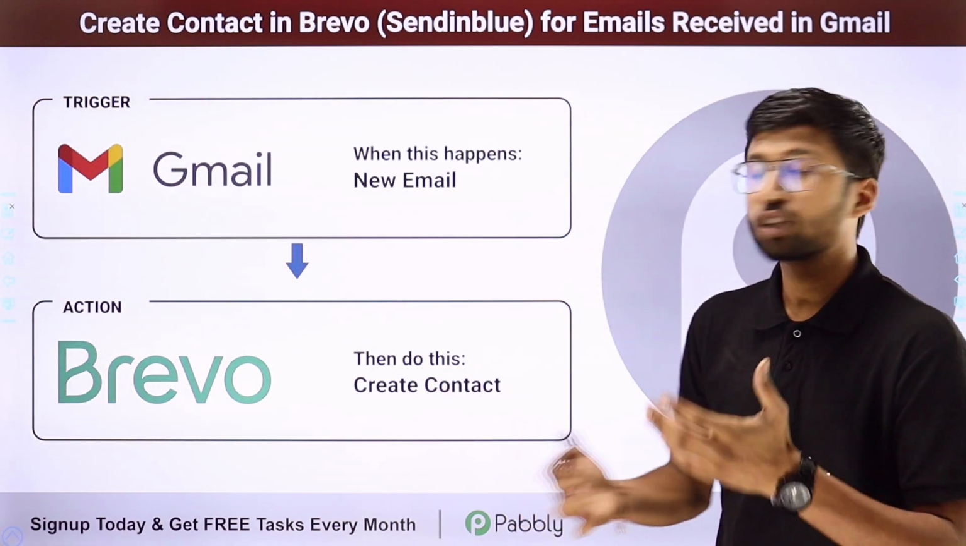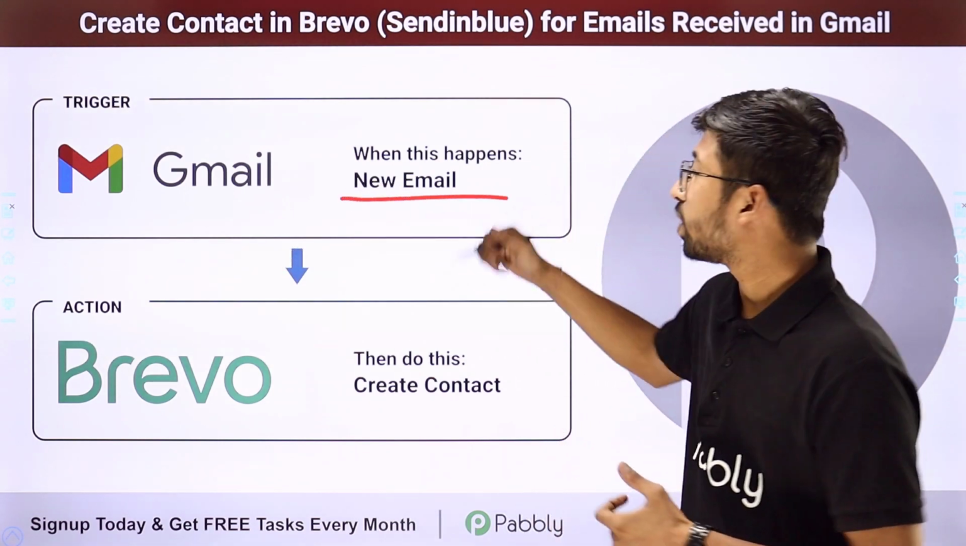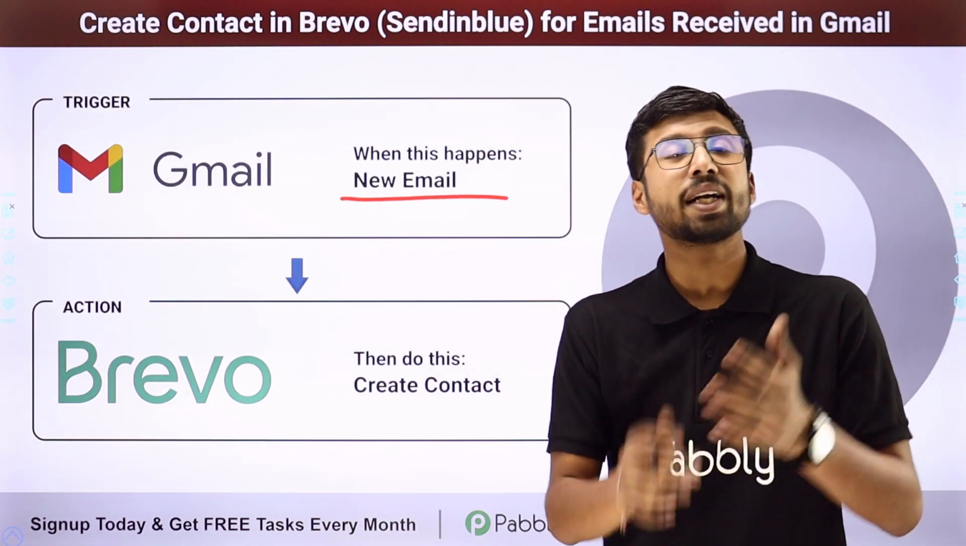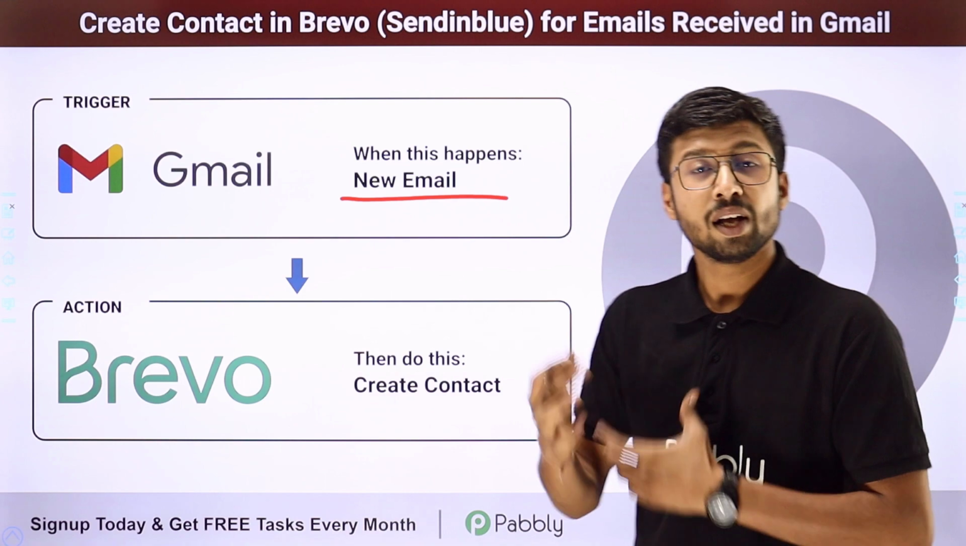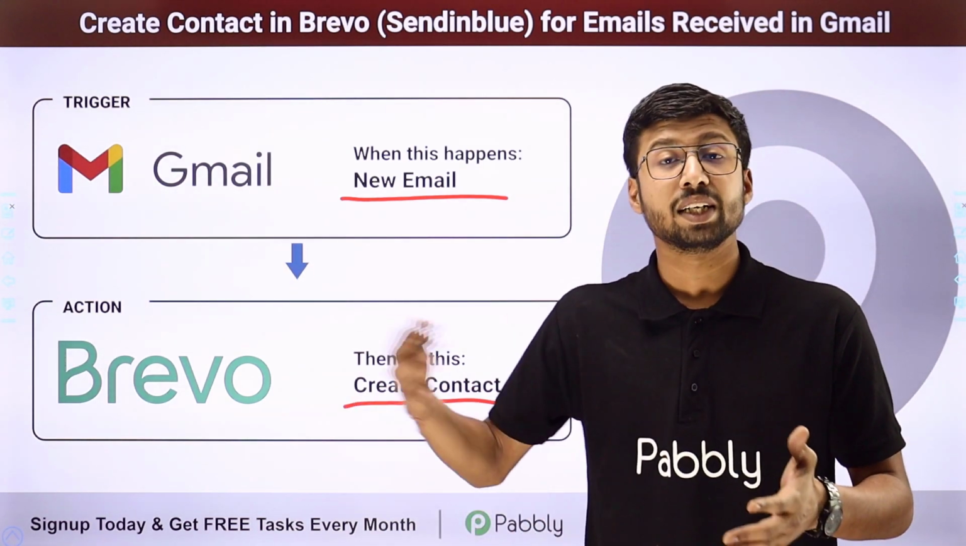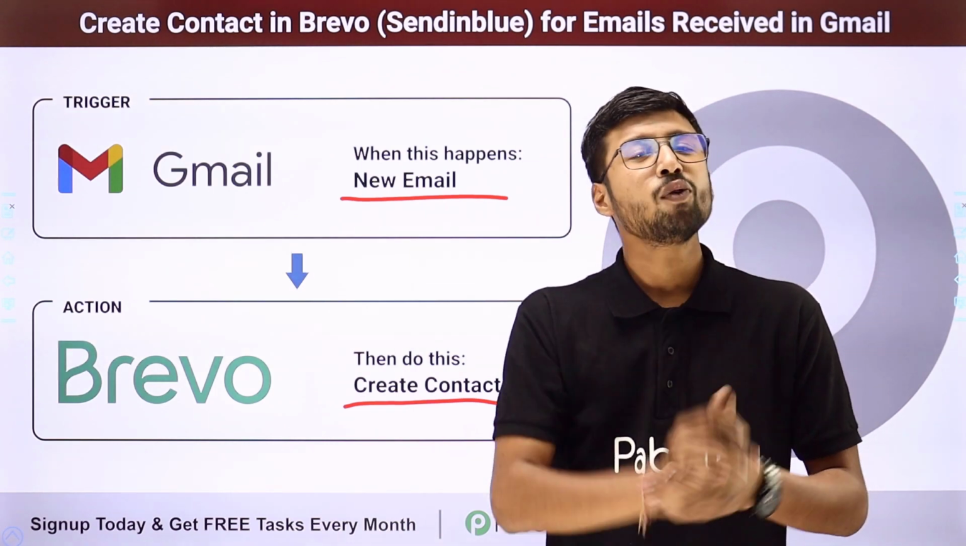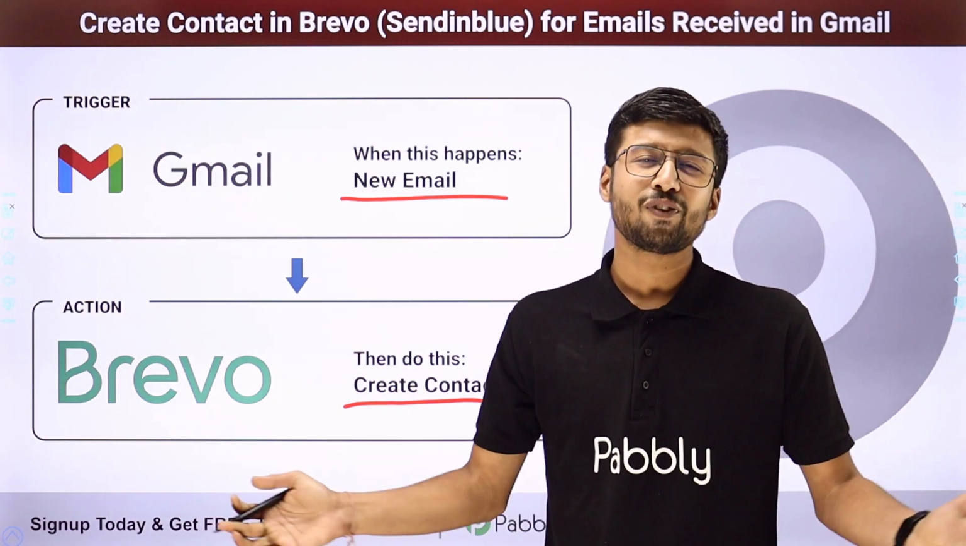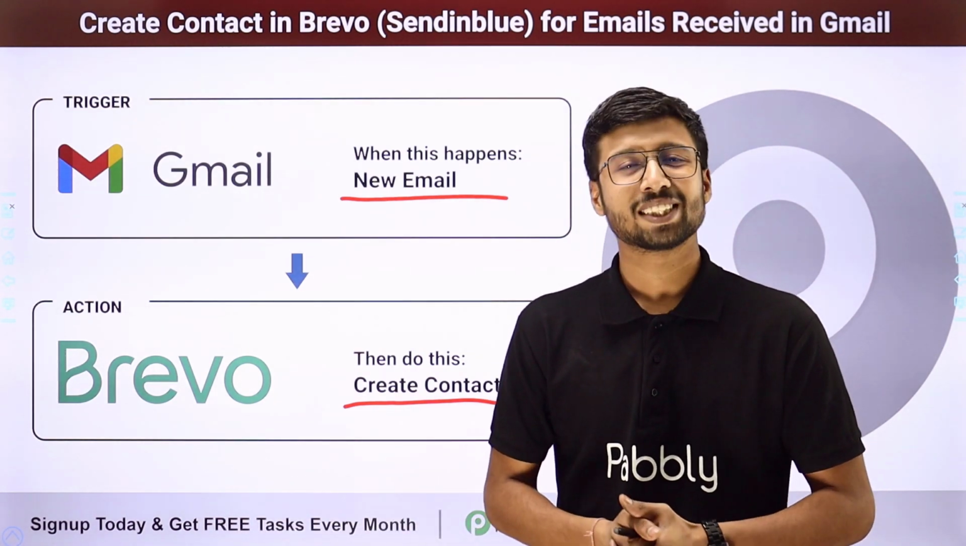Using this automation, whenever we receive a new email in our Gmail account, the user who has sent us the email will automatically be added as a new contact in Brevo, which was formerly Sendinblue, as you all know. Now, if you want to know how to set up this automation, you just have to come with me to my screen.